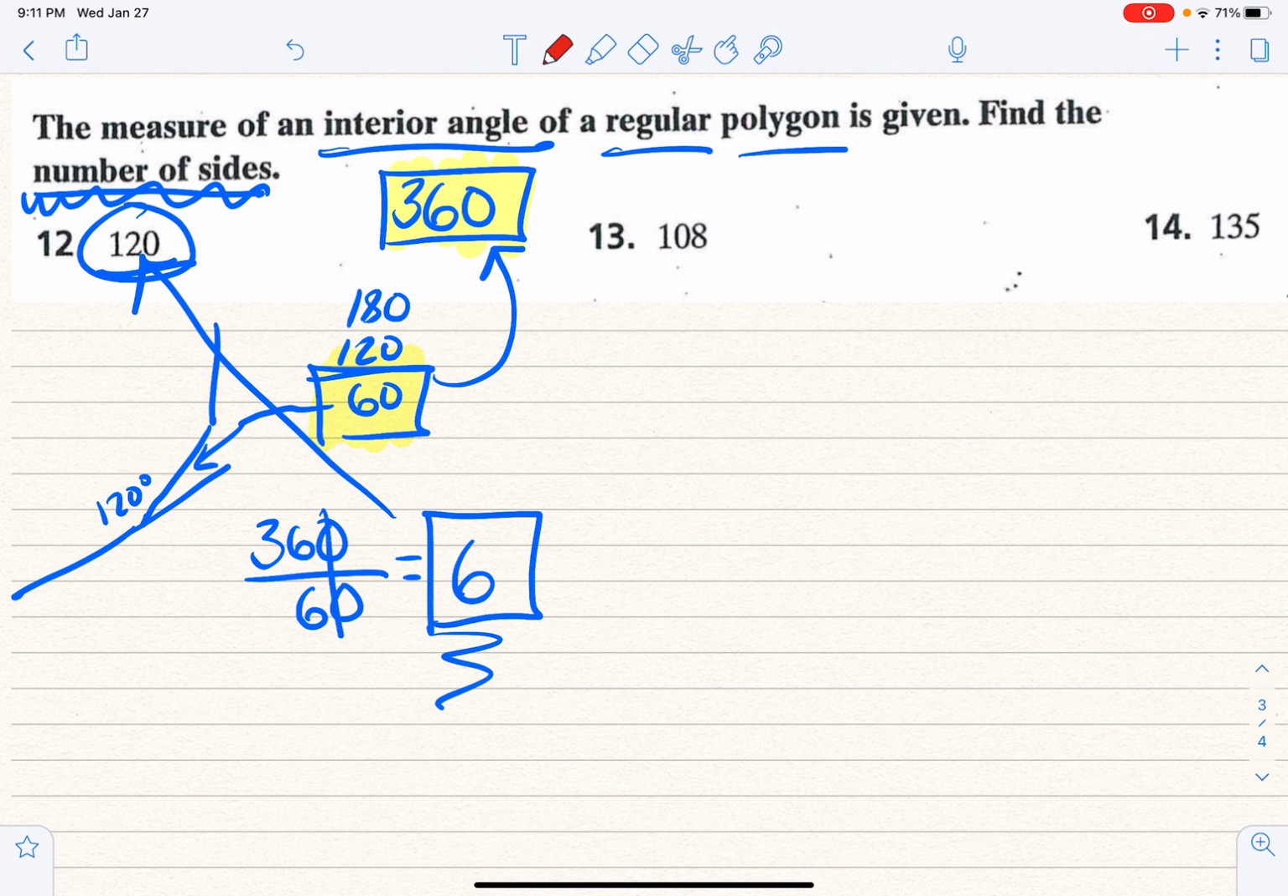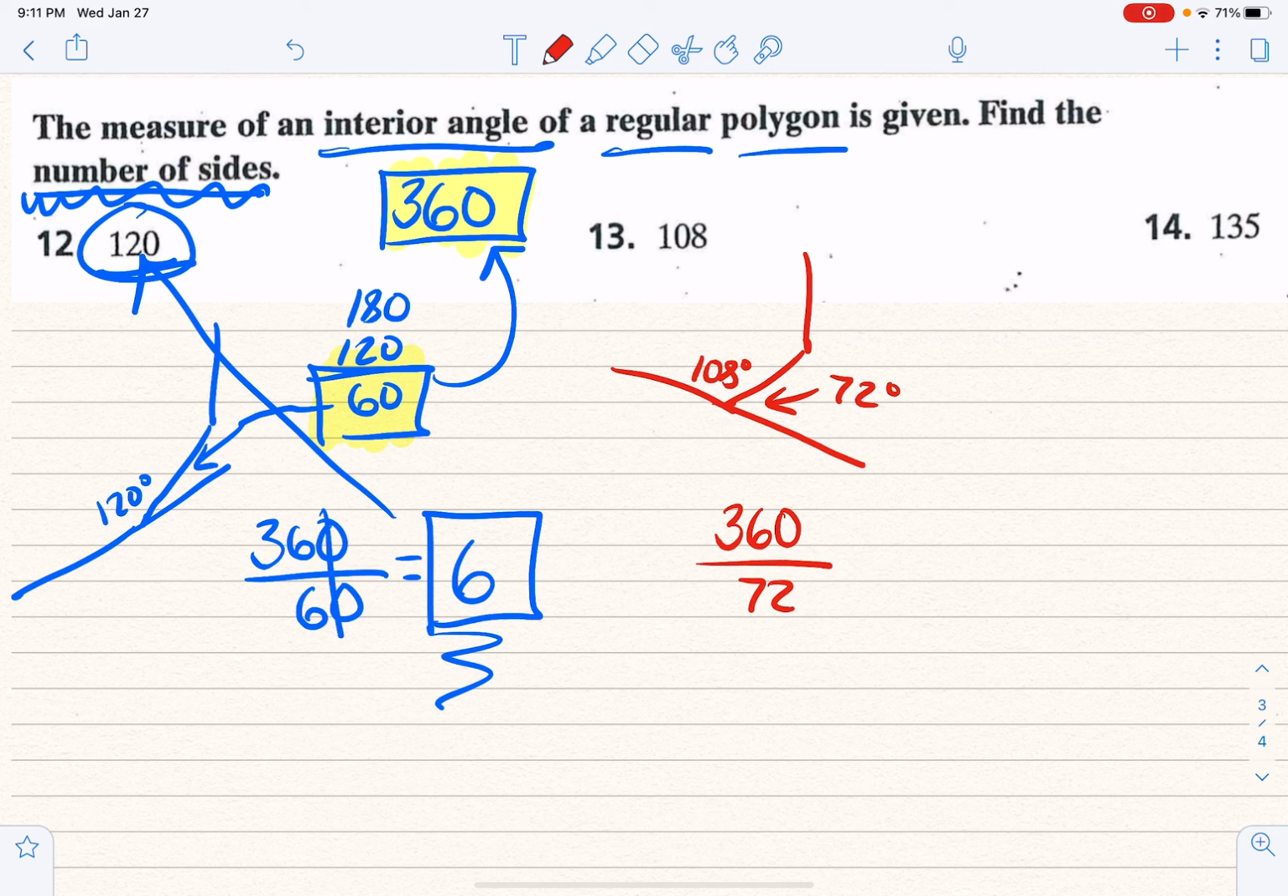Think about this next one. We're saying the interior angle is 108. I don't know what that looks like, but we'll say it's like this. What would the exterior angle have to be? It would have to be 72. So we take 360 and divide it by 72. That might not seem like it goes in clean, but it actually goes in perfectly, and it comes out to be 5. The number of sides would be 5.